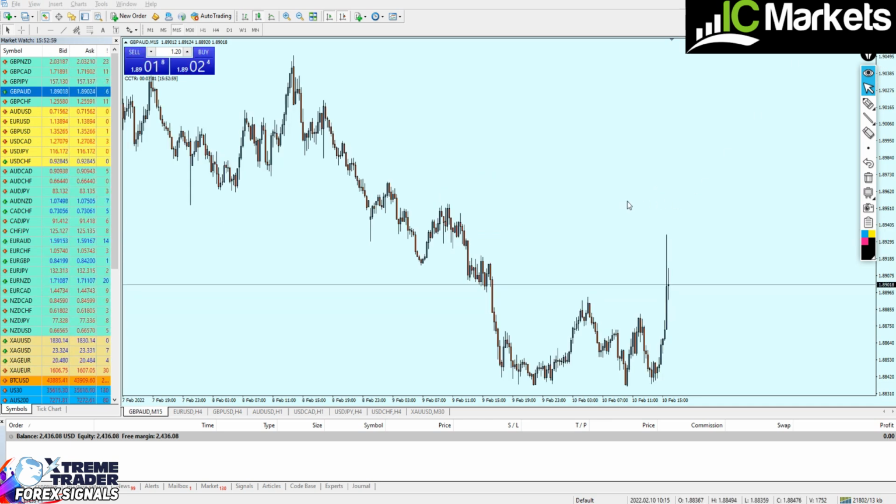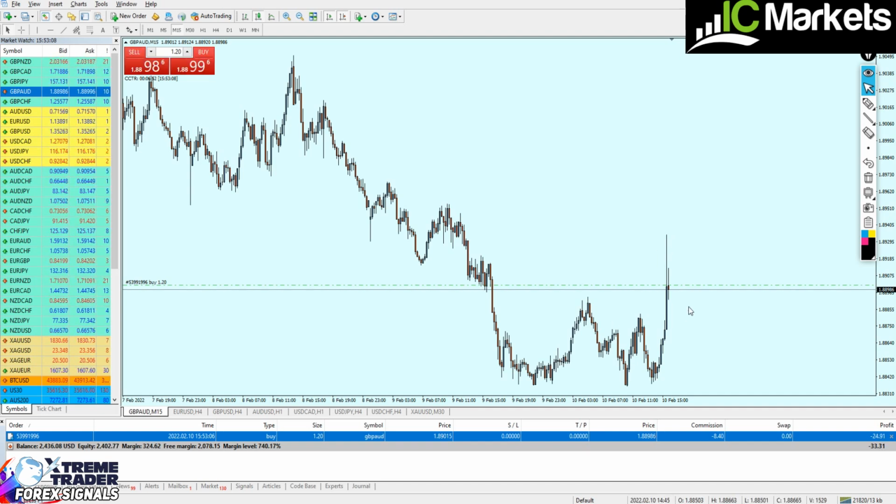All right, a good setup has been spotted right here on the PoundAUD, and the trade is going to be placed right now. Perfect. Okay, let me just explain to you the reason behind this entry.